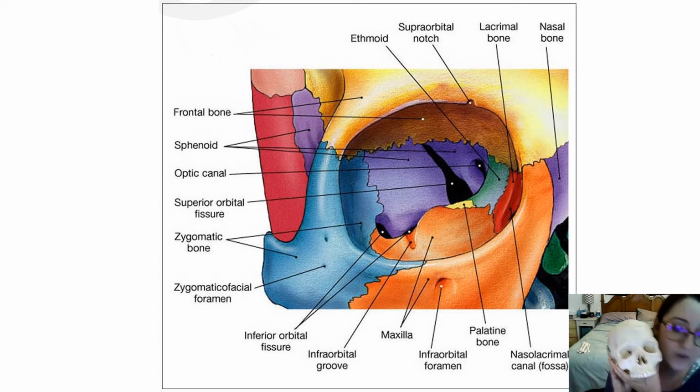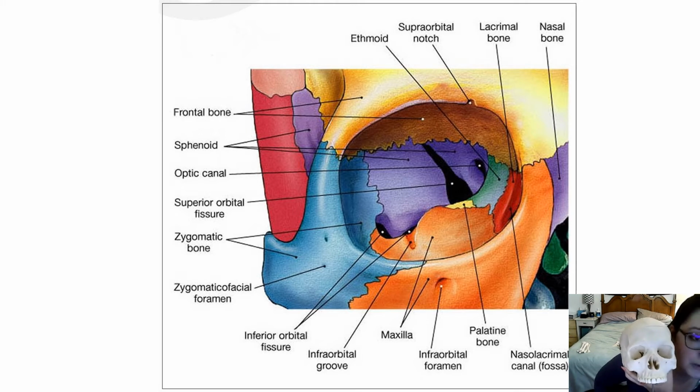The bones of the orbit, so the eye socket, you can see that there's quite a few that make up the eye socket. I do want you to know them. But do know that I will not ask you for the palatine bone from this angle. It's a little bit too small, and I'd rather you tell me from this angle here, right there, rather than in here.